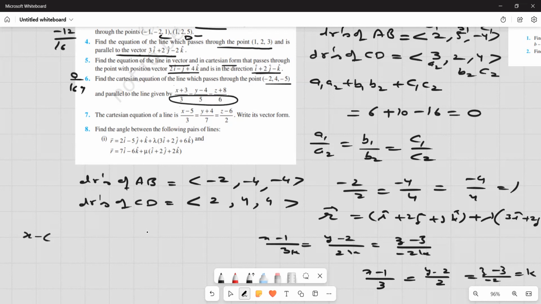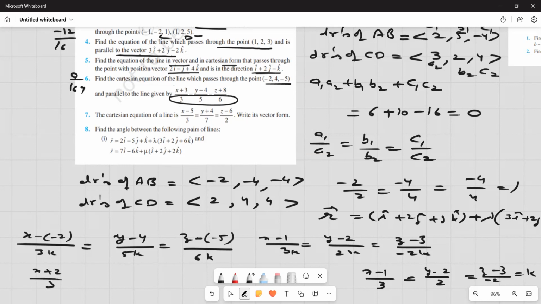X minus minus 2 upon 3k, because parallel is given. So take one constant over there. Then y minus 4 upon 5k is equal to z plus 5 upon 6k. So that equation you will get: x plus 2 by 3, y minus 4 by 5, z plus 5 by 6 is equal to k. Clear?